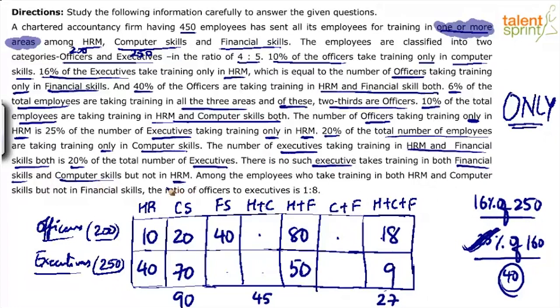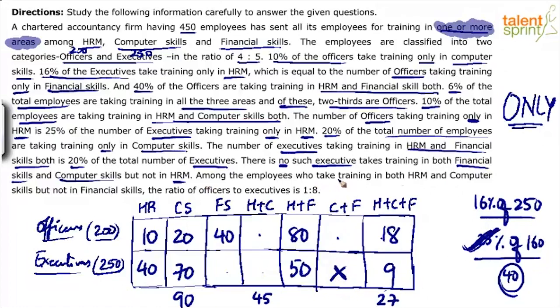There is no such executive who takes training in both financial skills and computer skills, but not in HRM. See, understand, financial skills plus computer skills is this region. So when you say financial skills and computer skills, it is obvious that it does not have HRM, right? This is financial and computer skills only. So he says there is no such executive. So this is 0 actually, right? This is equal to 0 is what he said.